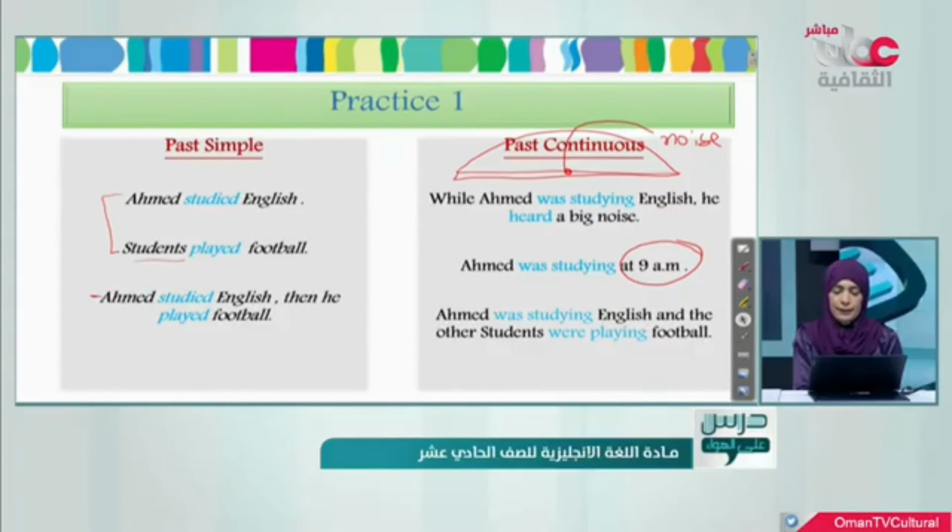Look at the third example. Ahmed was studying English and the other students were playing football. Ahmed was studying English. He did an action and he was alone. At the same time, the other students in his class were playing football. So they have two different actions in different places, but they did the actions at the same time, and both of the two activities took time. Here we indicate a duration. Whenever we want to focus on time or the period of time needed to finish an activity, we may use the past continuous.